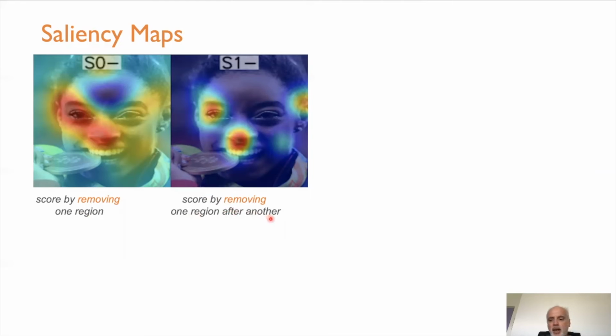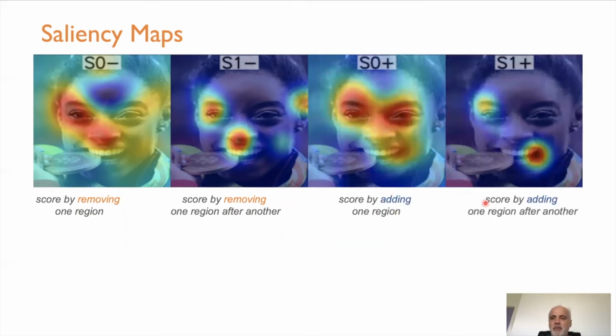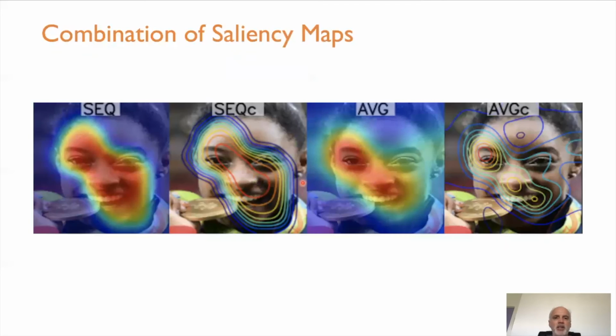And of course, we have a dual approach that is obtained by adding one region and by adding one region after another. We can combine that in order to have a switch between adding and removing, and we can compute the average of the first four methods.